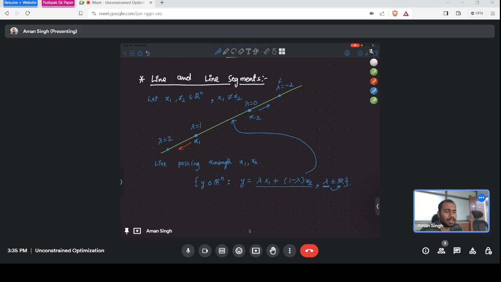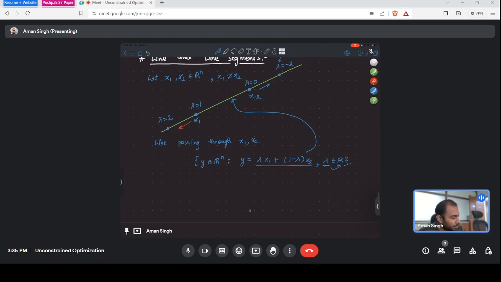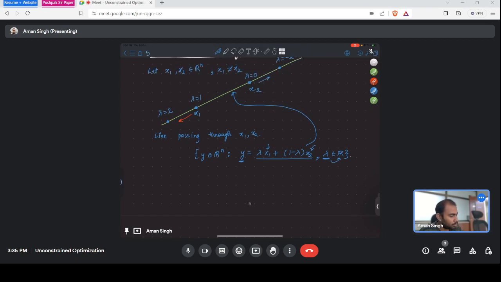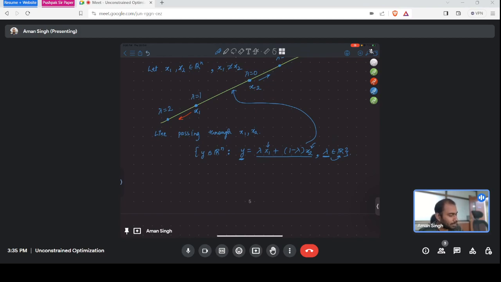We have seen equations of a line in 2 and 3-dimensional space; this is in n-dimensional space. Remember, x1 and x2 are n cross 1 vectors, these are points in R^n, and y is also an n cross 1 vector. So this is the definition of a line.